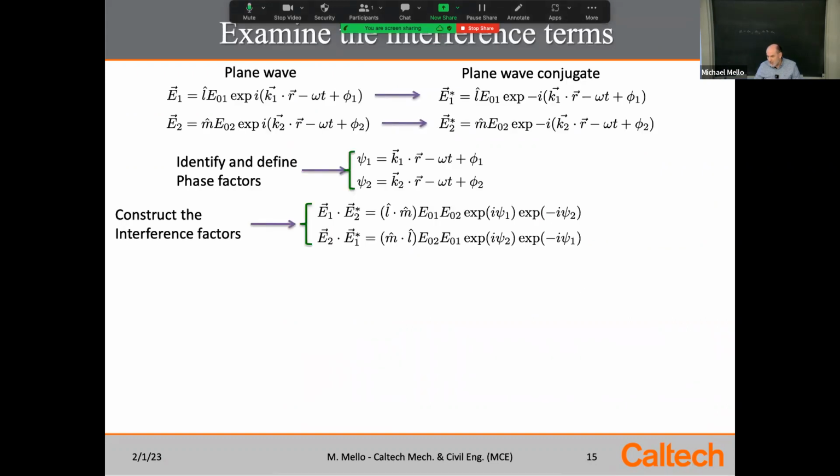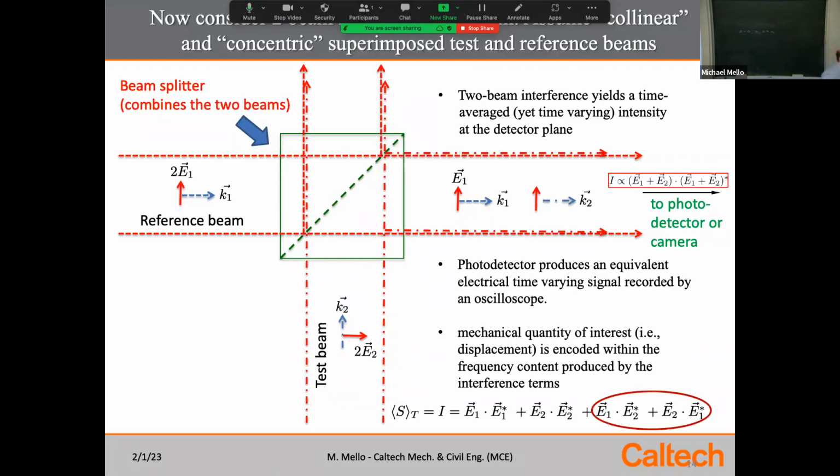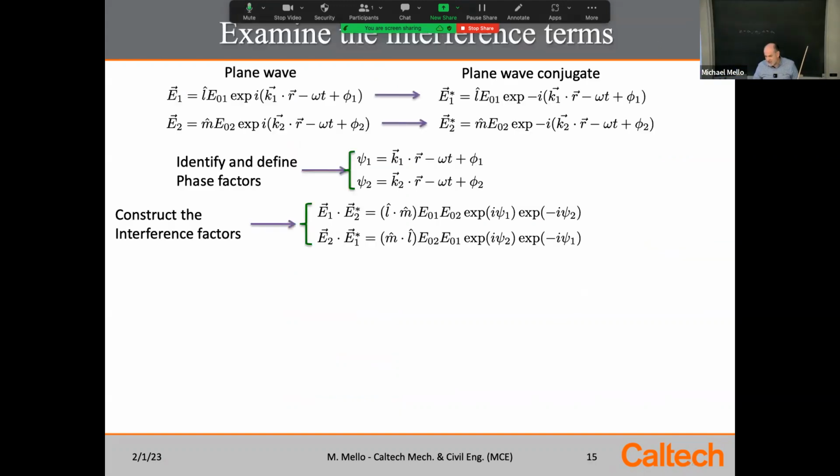Now, I hope I've convinced you that these are the important terms, okay? So now we need to see what's in those, okay? I don't think it's very convincing yet that these two terms give rise to those fringes just yet, okay? But let's go to the next page and see what happens.